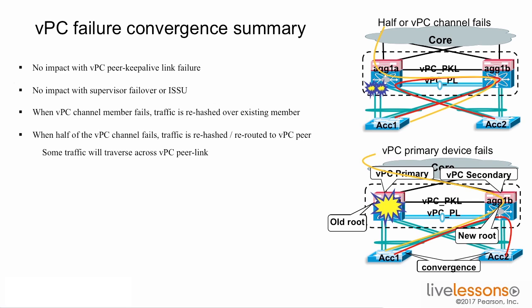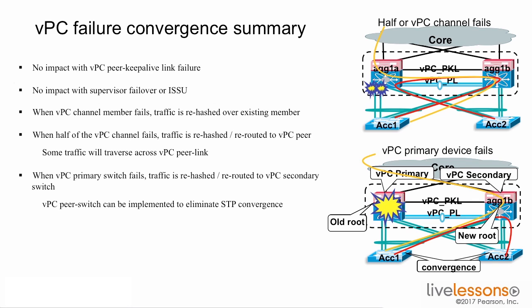In some cases, the traffic may have to traverse the vPC peer link in order to get to other vPC connected devices, as you can see in the top drawing with the red traffic flow. When the vPC primary switch fails, traffic is rehashed and rerouted to the vPC secondary switch, as you can see in the lower right-hand corner.